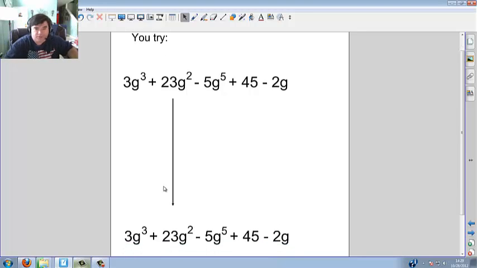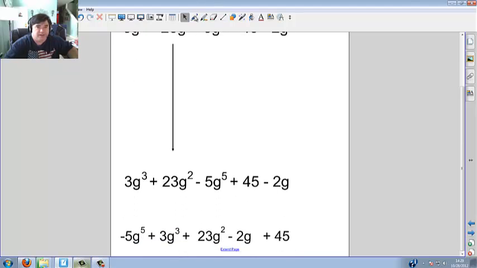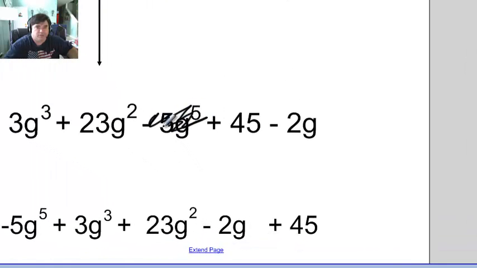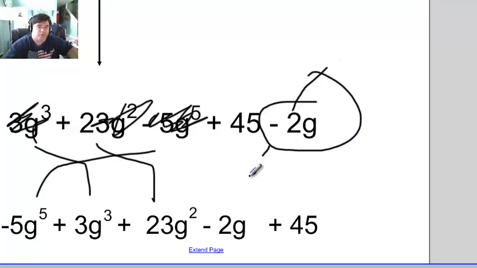Alright, hopefully you had what I have listed below here, which is the negative 5g to the 5th has the biggest exponent, so that goes first, which is right here, and then this has the next highest exponent, which goes here, then this is the next highest exponent, and this is the next highest exponent, don't forget the negative 2g, and then the 45.